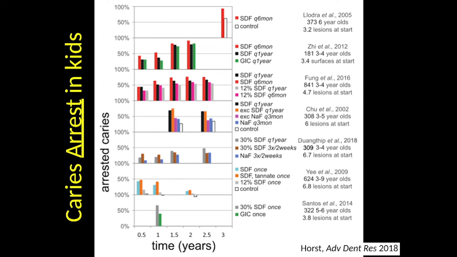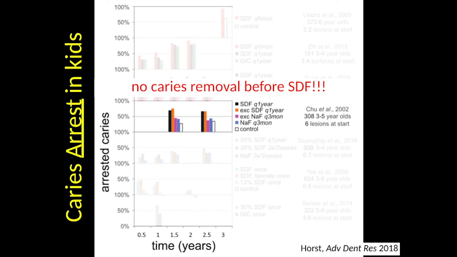First study that was done, they evaluated silver fluoride with or without caries removal. So when you put a glass ionomer on or a filling in, you want to excavate at least some of it, and then you put your filling material in. Do we need to do that for silver fluoride? That's orange versus black. No difference after 2.5 years. Don't excavate. Doesn't make any sense.